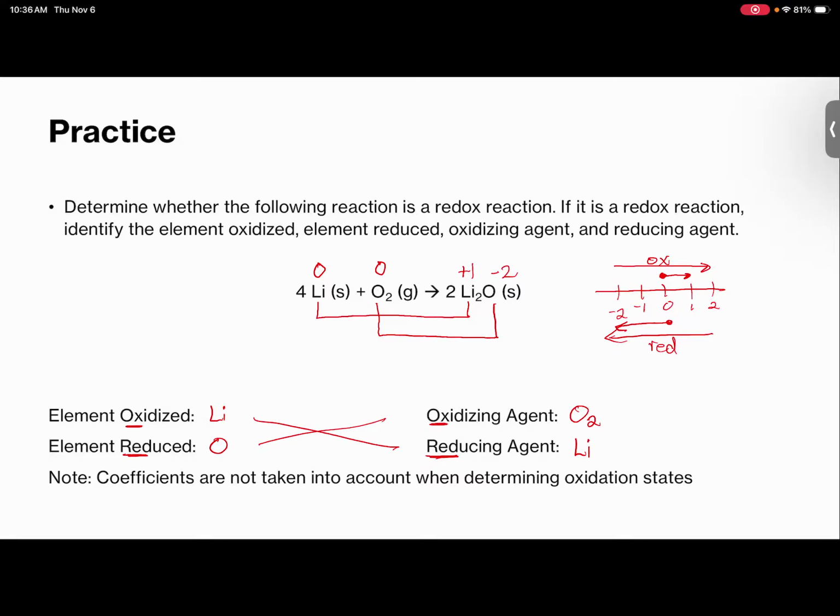Now, one thing I do want to point out, this is one of the few times you can ignore coefficients. You don't have to pay attention to coefficients when you're determining the oxidation states. You just follow those rules.